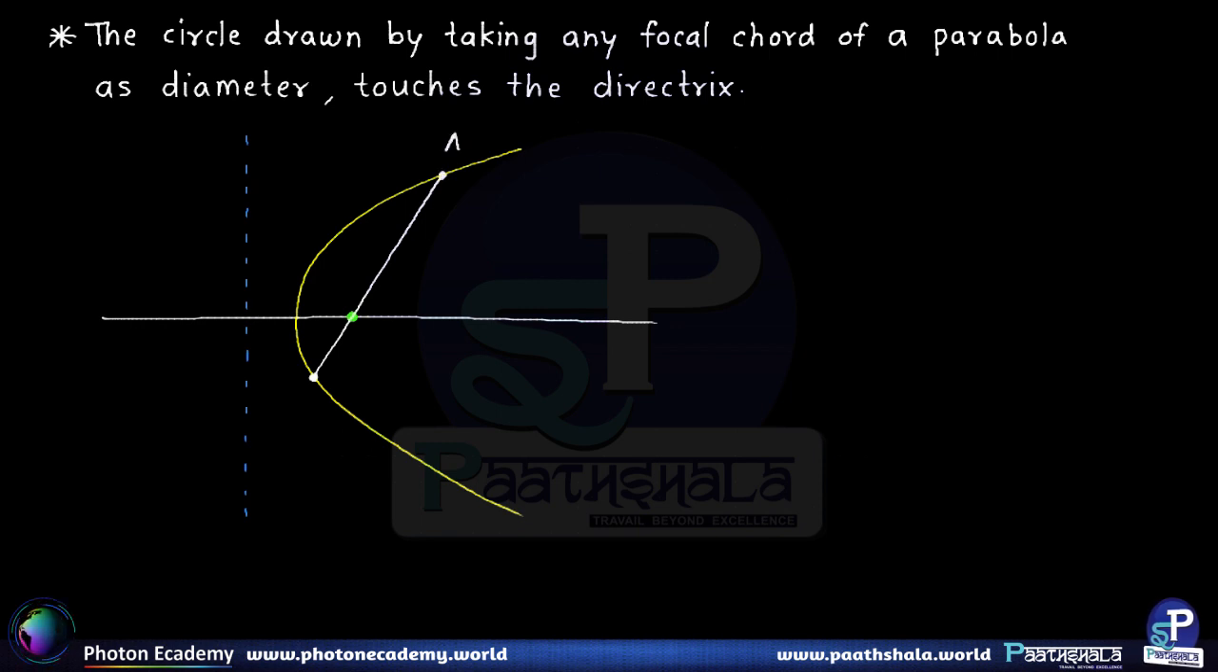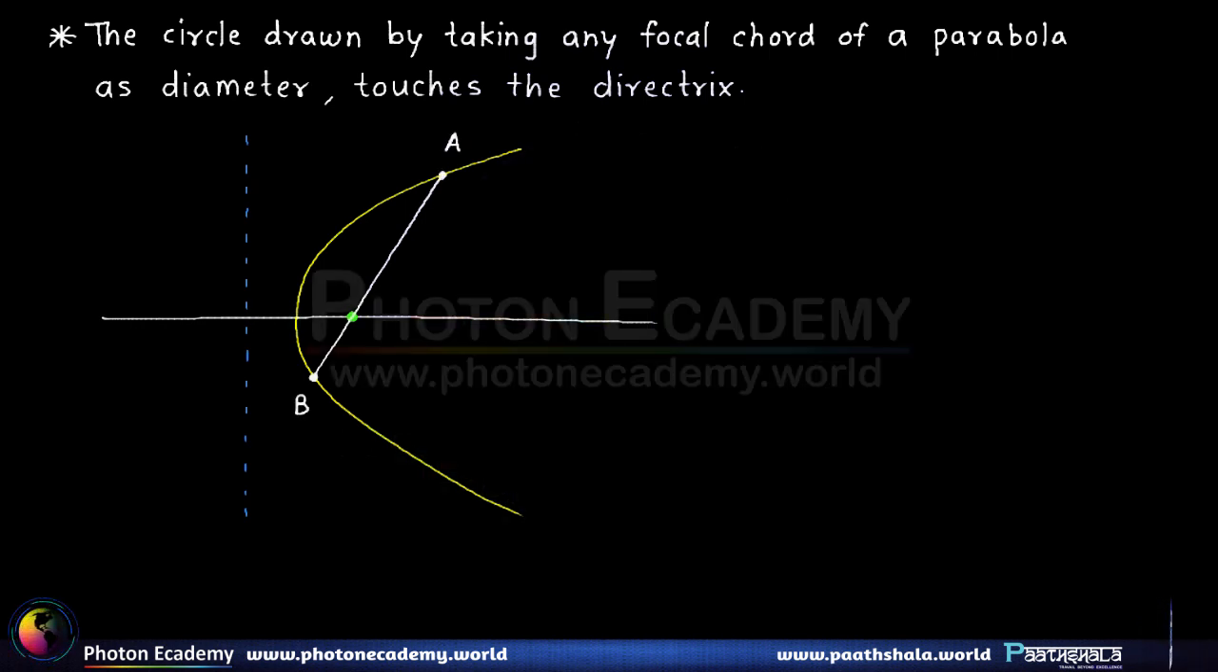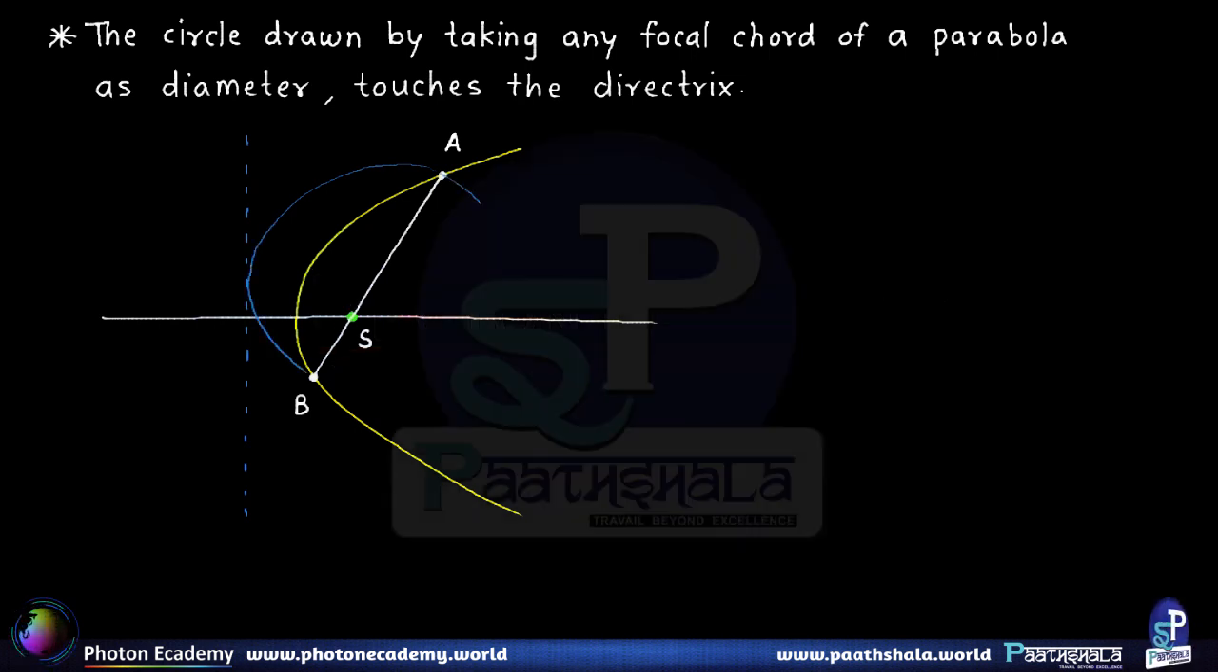So if we denote those 2 points as A and B, so this segment AB is called as the focal chord. Now if we draw a circle considering this segment AB as a diameter, then it will touch the directrix as shown here. That is what this particular property says. So here that circle is going to touch the directrix of the parabola. Now related with this, there are a few more properties as we'll see immediately.